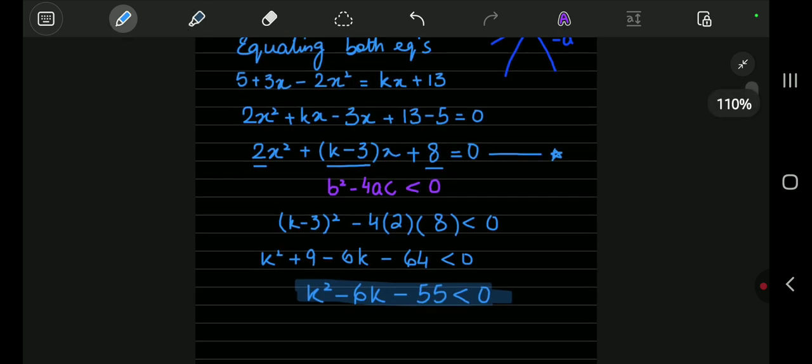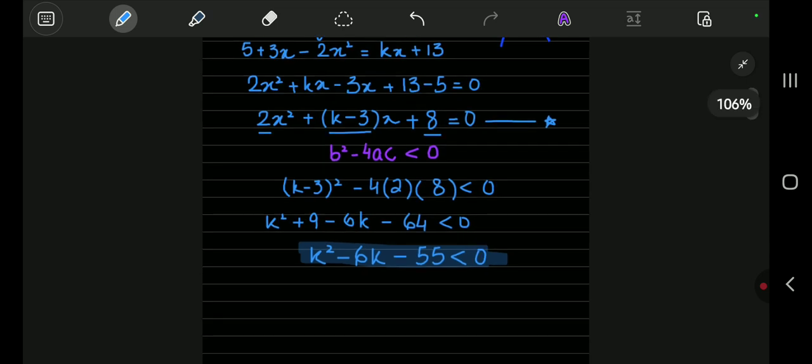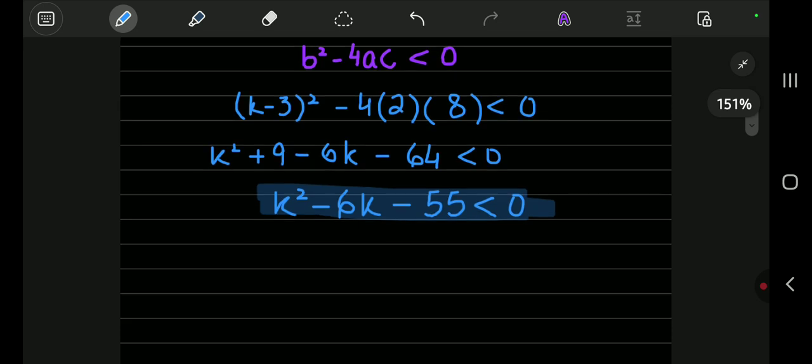So this is your quadratic equation in k. Now factorize it, like make the factors of it. Which two numbers when multiplied should give you minus 55k square and when added give you minus 6k? So it must be some negative number, a bigger number. So minus 11k plus 5k. Minus 11 times 5 will give you minus 55k square, and minus 11k plus 5k will add up to minus 6k.